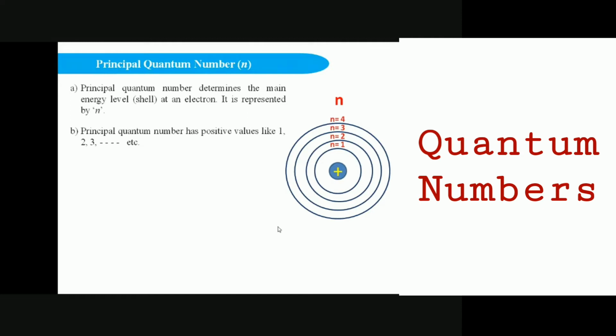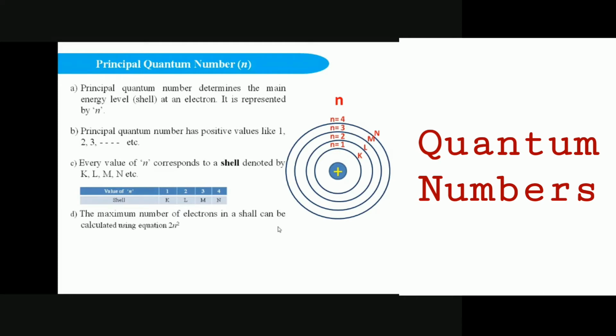They are abbreviated by some alphabet. These shells are abbreviated by capital letters. The first is K, n=2 is L, n=3 is M, and n=4 is N. So these are the shell abbreviations: K, L, M, N.